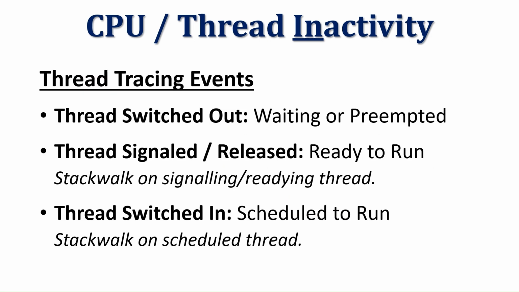To boil it all down, we have 3 types of events happening across 2 threads. First, what we're calling the new thread gets switched out. It is waiting on something, or perhaps it was preempted and taken off the CPU. Then, in the case where it's waiting on something, a readying thread issues a signal and logs a stack walk as it releases the new thread. Then finally, the new thread logs a stack walk as it is rescheduled, assigned to a CPU, and switched back into the running state.